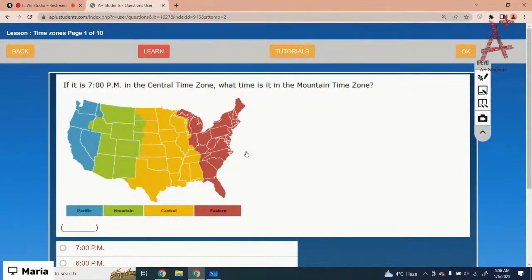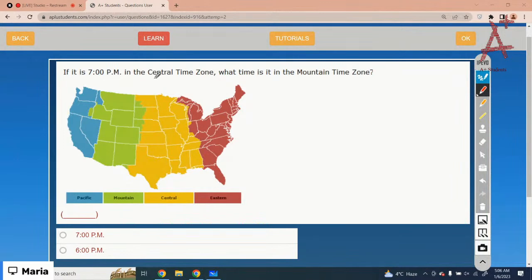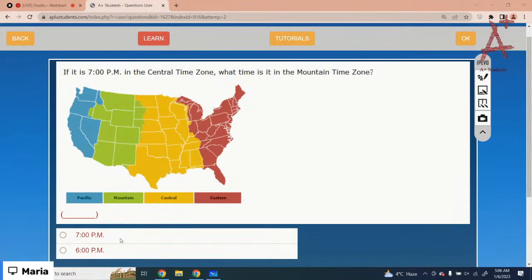Okay, if it is 7 p.m. in the central time zone, what time is it in the mountain time zone? Here you have the central time zone, 7 p.m. You have to calculate the time in the mountain. The mountain time zone is 1 hour behind the central. So that would be 6 p.m. in the mountain time zone, when it is 7 at central. Just select the correct option, then click on the OK button.